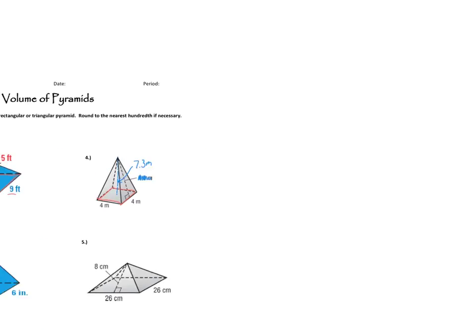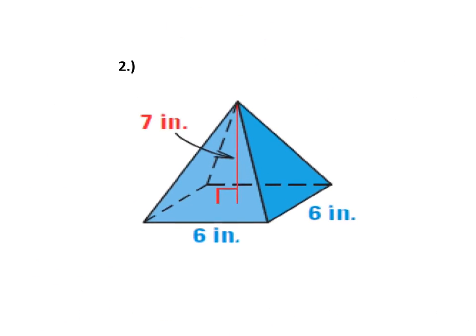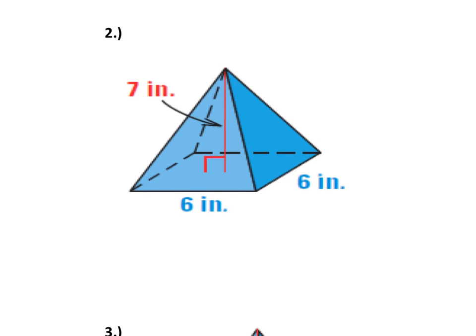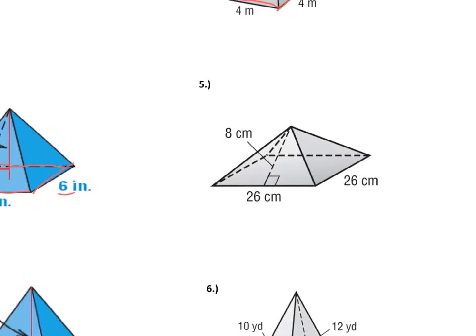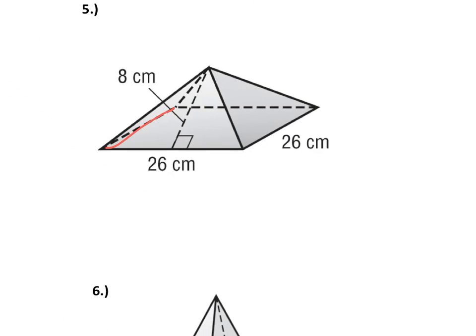Taking a look at number 5, or number, whatever. These are out of order. Number 2. So again, here's my base down here. This is a rectangular base. There's my base and my height for that pyramid. Number 5. Looks like you get a lot of rectangular bases on here. So here's another rectangular base.